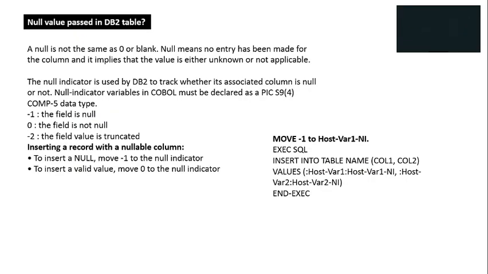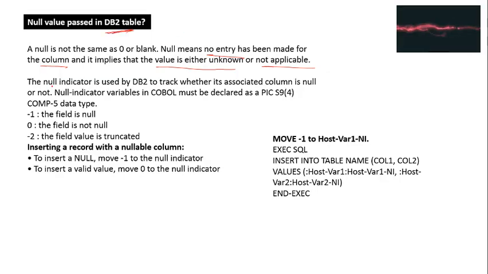Next question is, how will you pass the null value into a DB2 table? Null is not the same as 0 or blank. Null means no entry has been made for the column. It implies that the value is either unknown or not applicable. So the interviewer asks, there is a DB2 table, how will you pass a null value into a DB2 table through a COBOL DB2 program?